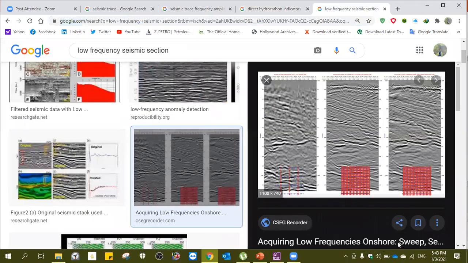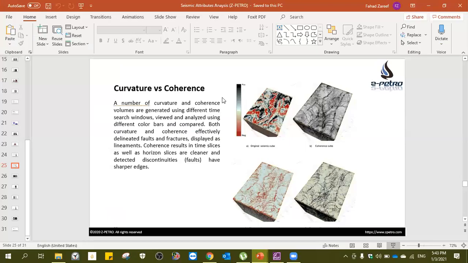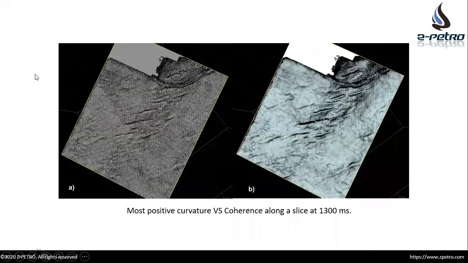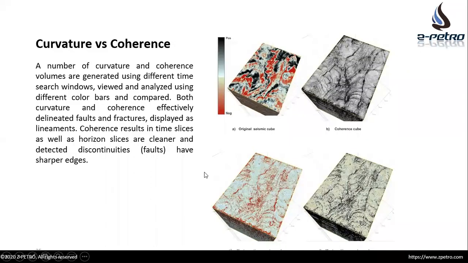So we have the coherency attribute as well as the curvature attribute. With the help of curvature and coherency, you can compare these two values and mathematical processes. We have the original seismic attribute there, and this one is the coherency attribute, from where you can see the information on subsurface structures, or the top view of your subsurface faults, and small faults are there.